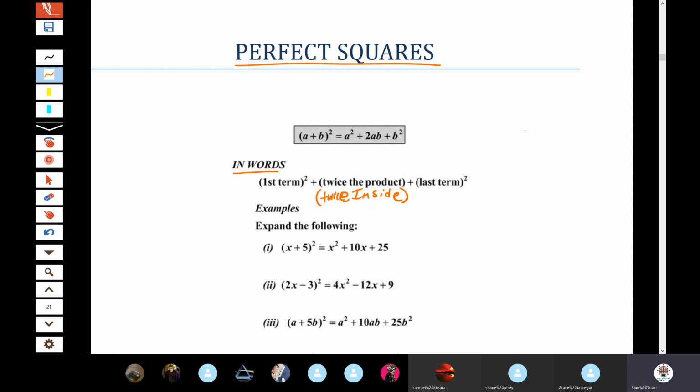Twice the inside, and then plus last term squared, last one squared. All right, this one is a little bit weird, so please let me know straight away if you can't see the inside bit. You probably understand this and this one. It's just the middle one. That's a bit confusing sometimes. So let me know if it's not making sense. So here we go.